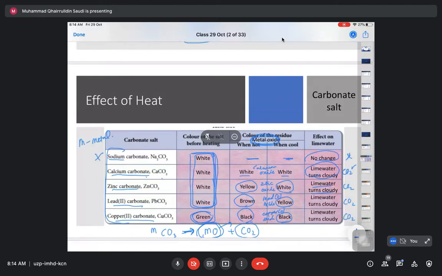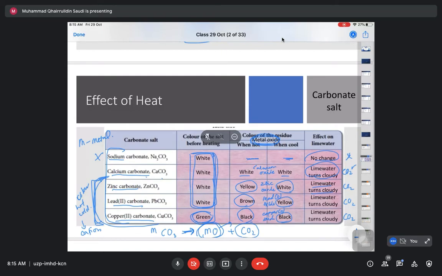Okay, so part yang penting adalah ini sebenarnya. 3 ni, you have to memorize the colour. Colour when hot and colour when cold. Because daripada sini, awak akan tahu the cation. Saya cakap tadi. Maksudnya, kalau kata eksperimen tu dia cakap the metal oxide ataupun the residue is brown when hot and yellow when cold, what is the metal oxide?